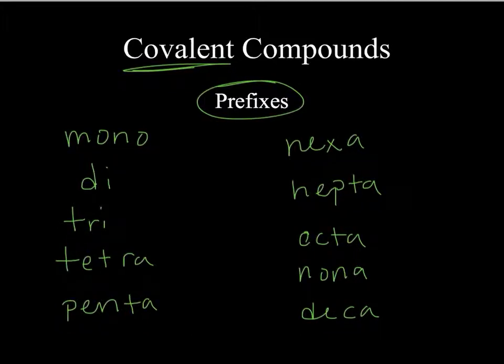The only time you're not going to use prefixes in a covalent compound is when you have one of your first element. So here, mono will only be used on the second element of a covalent compound.